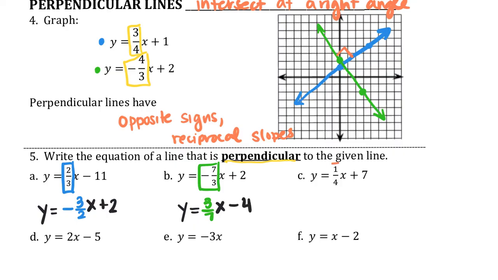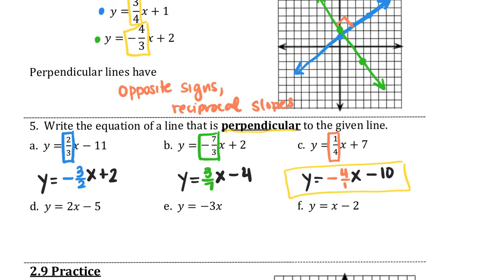Let's keep going. Okay, this is positive 1 over 4. Since it's perpendicular, I got to make everything opposite. So since it's positive, negative. Since it's 1 over 4, 4 over 1. Any number I want at the end. Okay, you could also make it negative 4x minus 10. You don't need the over 1, but I like the over 1. Okay, last ones are the same, but they're trickier.